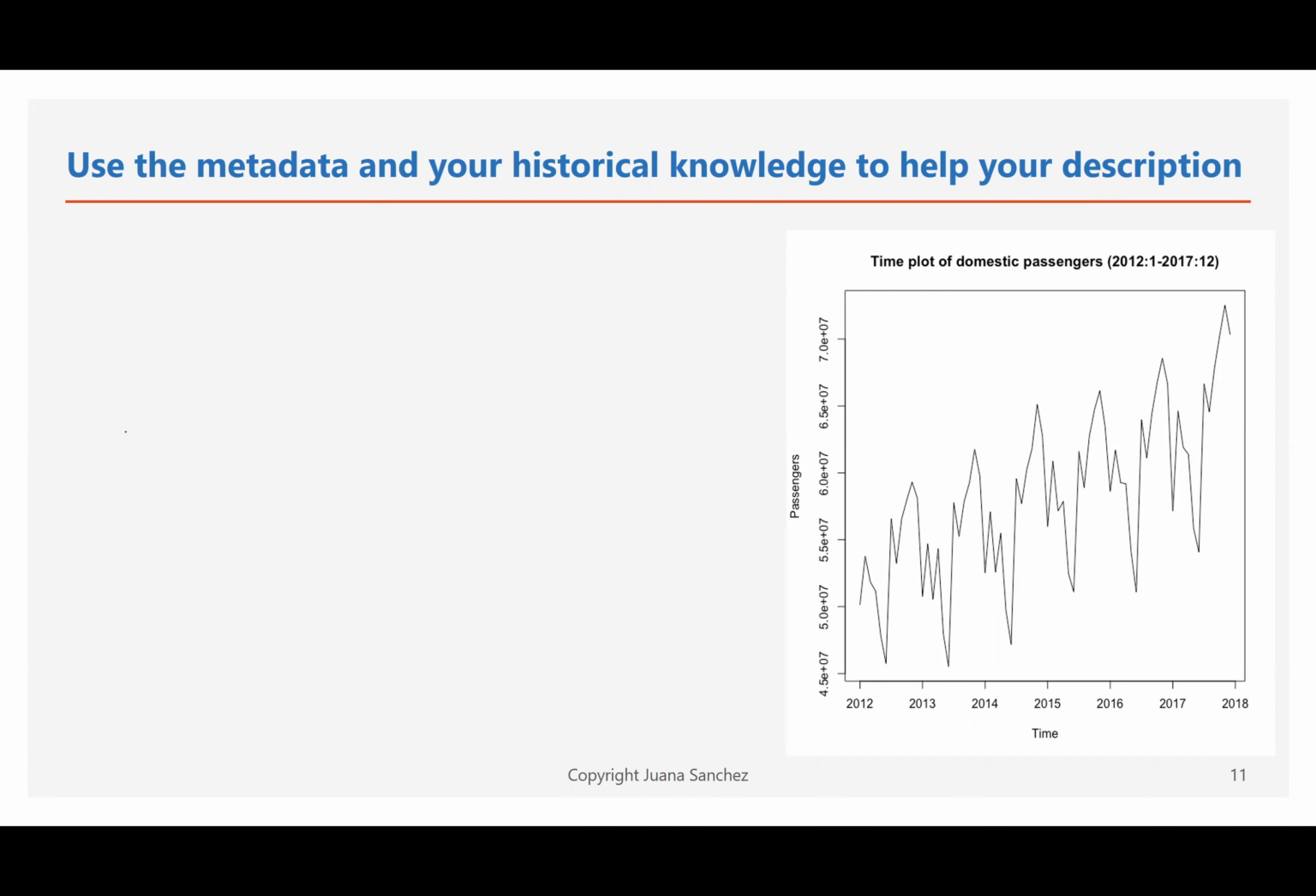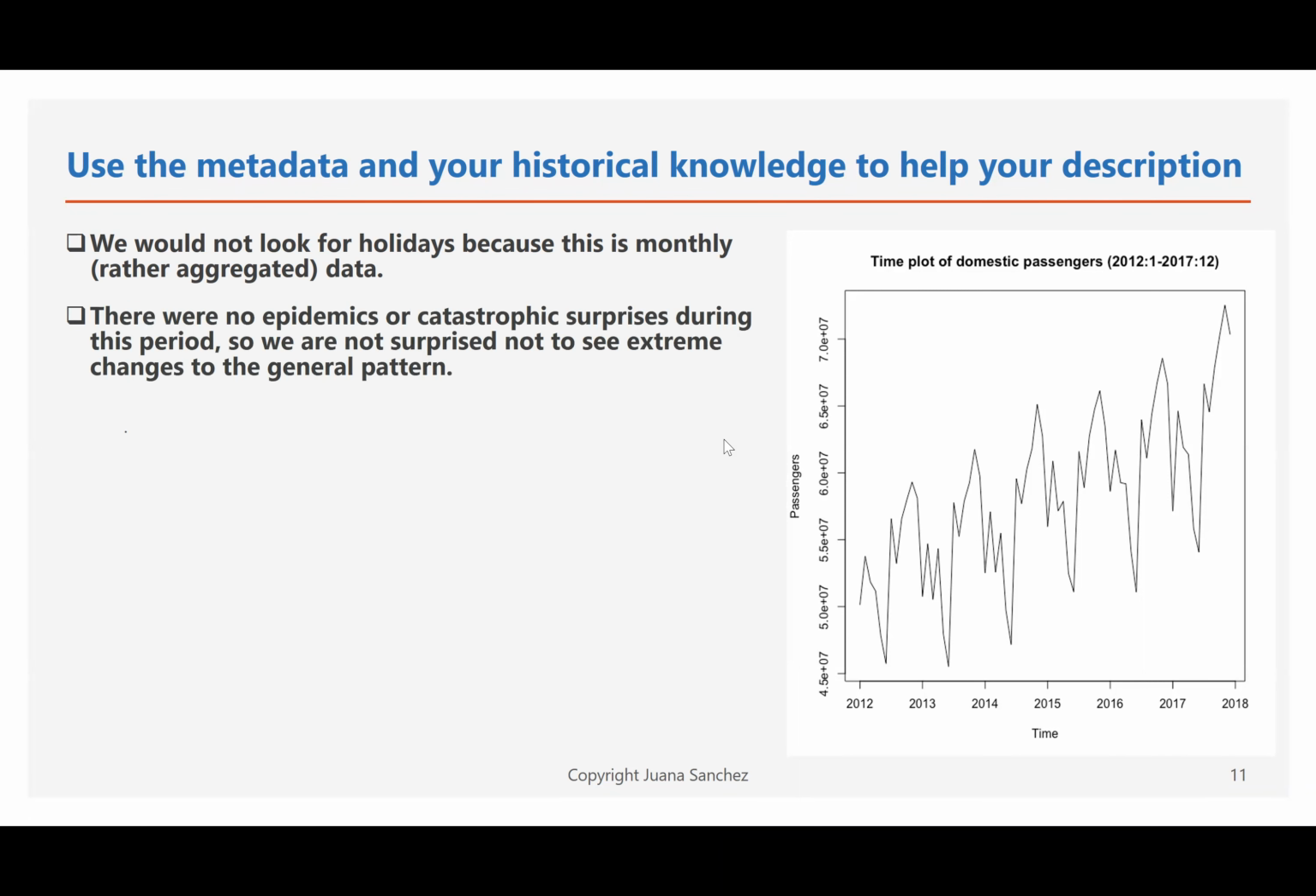You can add a little bit more. You can use the metadata, the information about the data that you obtain in the source of the data, and your historical knowledge to help your description. We will not look for holidays because this is monthly data. It's an observation each month. So we will not see the holidays. There were no epidemics or catastrophic surprises during this period, so we are not looking for them in the data.